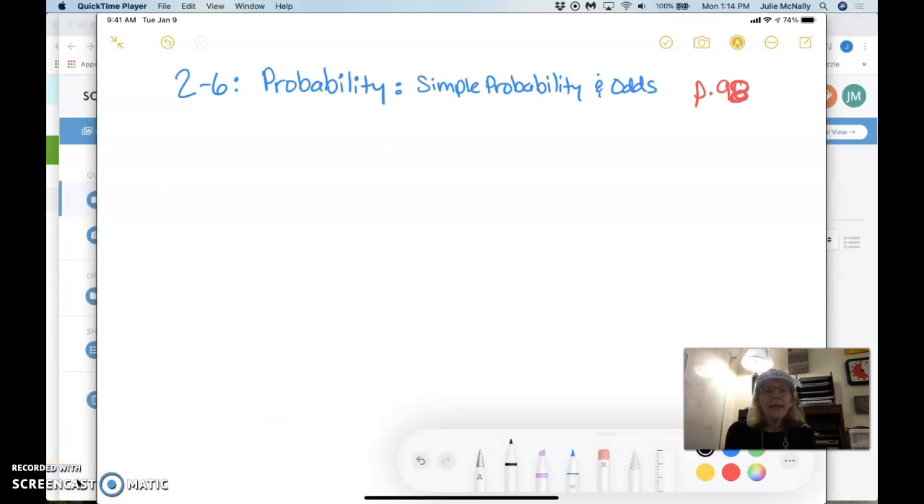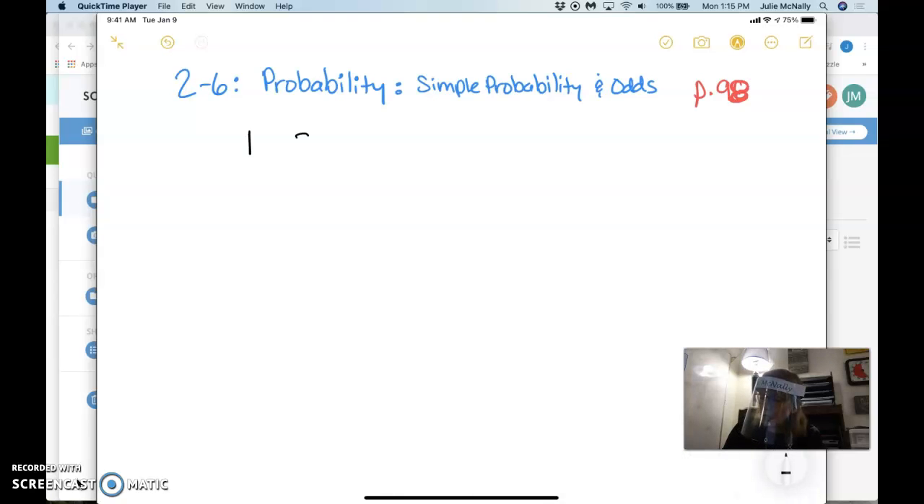So on page 98 in your book, let's start with number 1. Give an example of an impossible event, a certain event, and an equally likely event when a die is rolled. So let's think about a die. A die has the numbers 1 through 6. So you can either roll a 1, a 2, a 3, a 4, a 5, or a 6. Number 1 says, give me an impossible event, a certain event, and equally likely. So impossible.